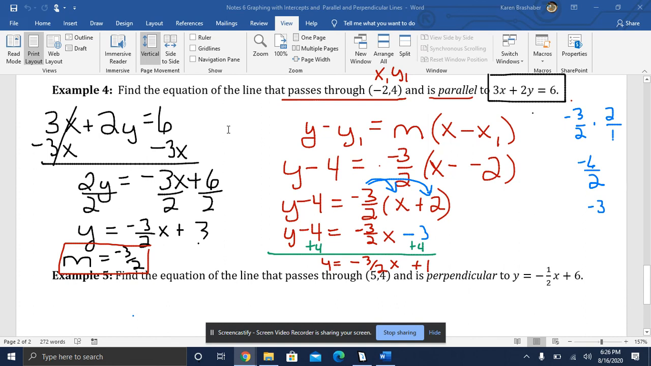So it's not the same line. And ordered pair -2, 4 would be a point on my new line, not my original line.